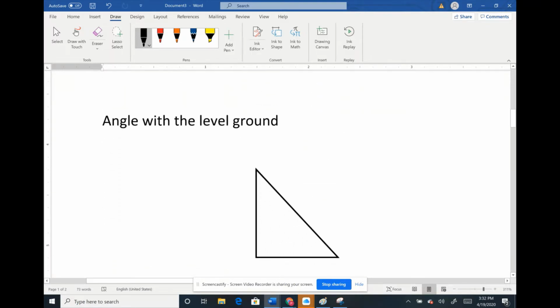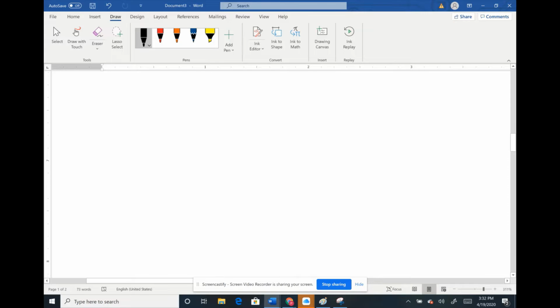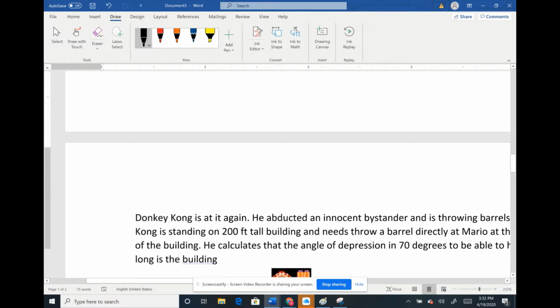All right, an angle with the level ground. Okay, so again, this is 90 degrees. It's almost the same as angle of elevation. So if it's telling you it makes an angle with the level ground, the ground would be down here. Okay, and they're talking about this angle here. All right, let's move on to a word problem.